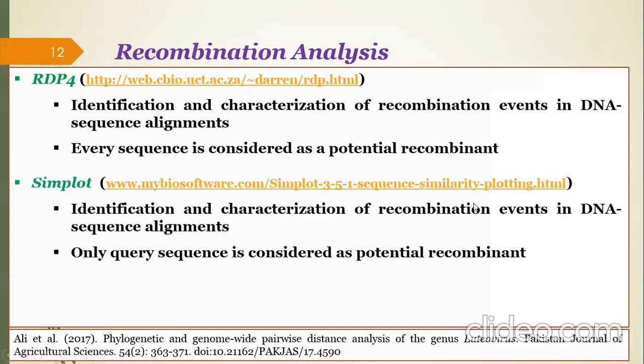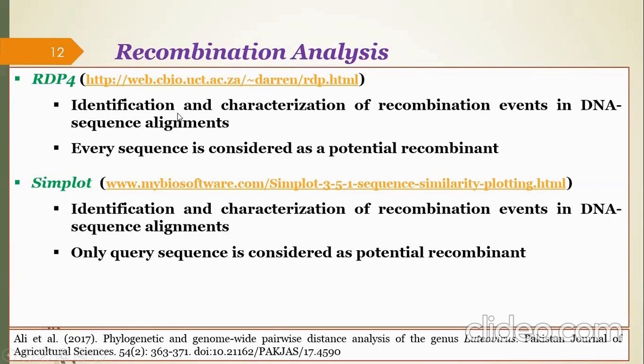So after that, another tool is like either you could do RDP4 or do Simplot. For Simplot, so what is Simplot? This is the site for that. You can download RDP4 from this site. You can download Simplot from this site. And this is identification and characterization of recombination events in DNA sequence alignment. So again, this can be used for recombination events, and only the query sequence is considered as a potential recombinant.